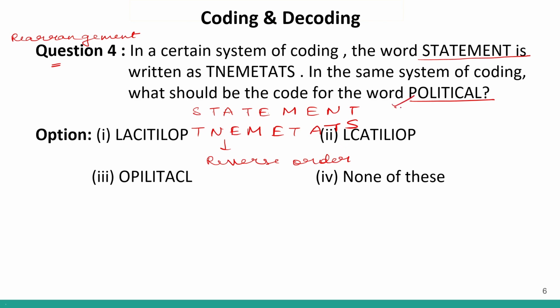So we will follow the same code for political. We will reverse the order. So if I write it in reverse order, it will be LACITILOP. Correct? This will be the reverse order. This is given in option number 1. So option number 1 will be the answer to this question. Clear? Option number 1 will be the answer to this question.